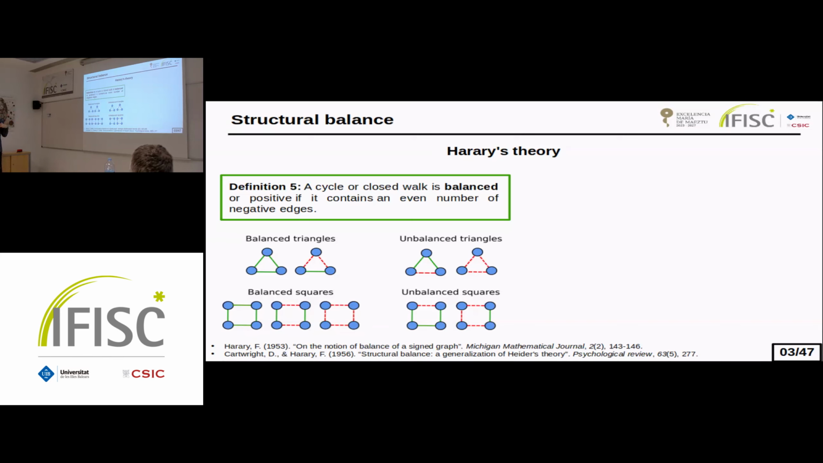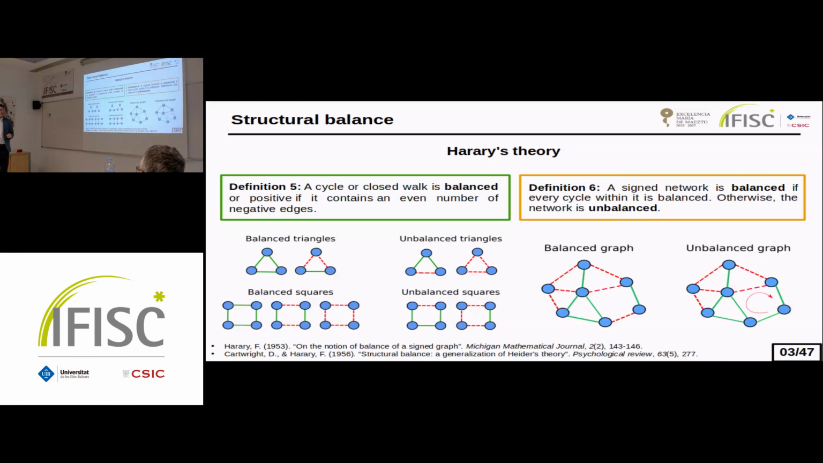We say that a cycle is balanced when the product of its edges is positive, so when it contains an even number of negative edges. For example, balanced triangles are the ones that are intuitive to us, where either the enemy of the enemy is my friend, or the friend of the friend is my friend. They are intuitive relations. Whereas unbalanced triangles are the ones that are not intuitive. And we can generalize this to squares, to pentagons, etc.